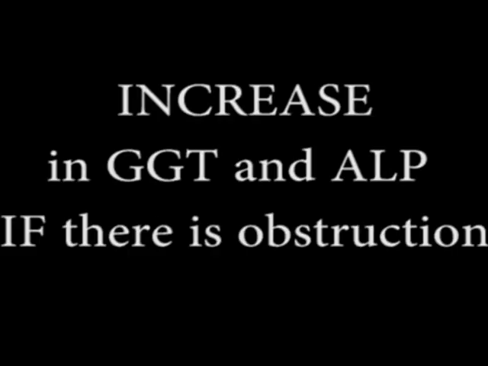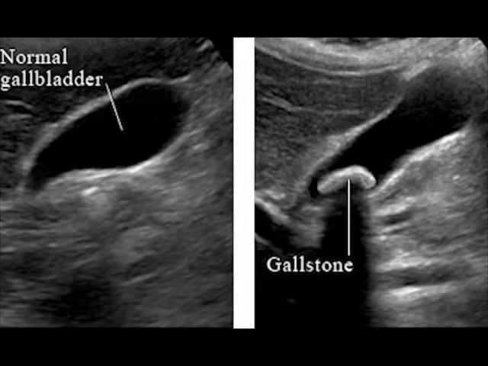So the investigation of this, you can find GGT and ALP elevated if there is a biliary duct obstruction. However, the gold standard test for this is going to be ultrasound. X-rays are not generally used because bilirubin stones are generally radiolucent and you can't see them. Yeah, you can see cholesterol stones, but overall the number one test that you're going to be looking at is going to be ultrasound.